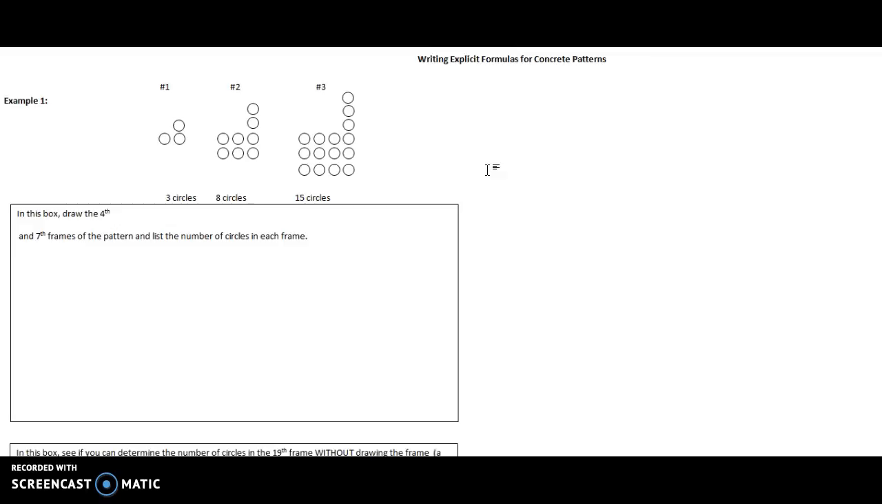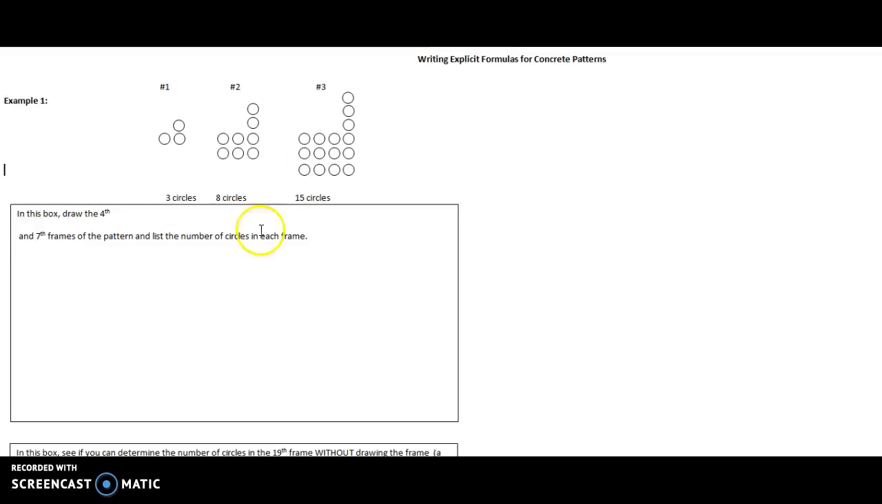So what we're going to do is take a look at what we're calling concrete patterns, and you can see how these different figures are related to each other. These numbers up at the top I refer to as frame numbers. When we are talking about a series of diagrams, we call them the frames of the diagram. Sometimes when we just look at a list of numbers, we call that a sequence of numbers. So frames, term number, it's really all the same thing.